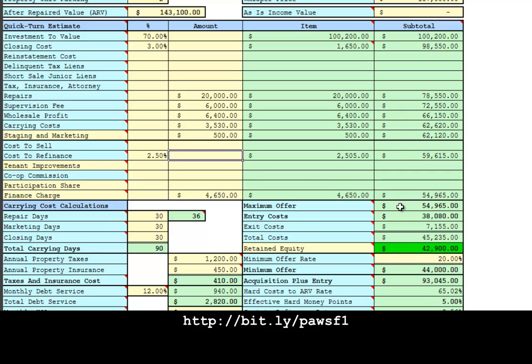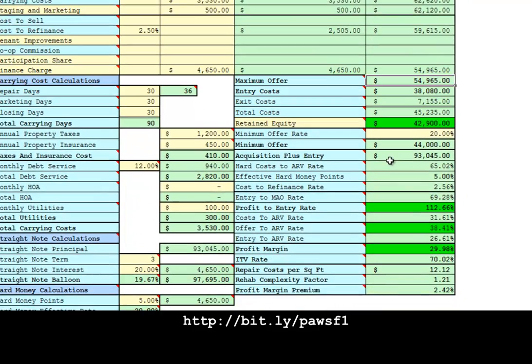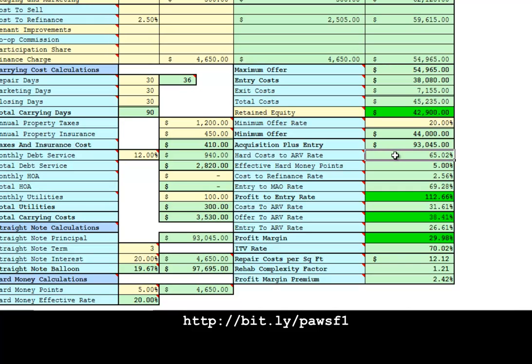Our maximum offer is now $54,965 with entry costs of $38,080. The total acquisition plus entry cost is $93,045. That is a hard cost to ARV rate of 65%. This is well within hard money lending guidelines.